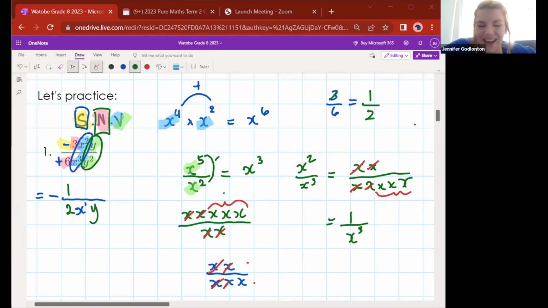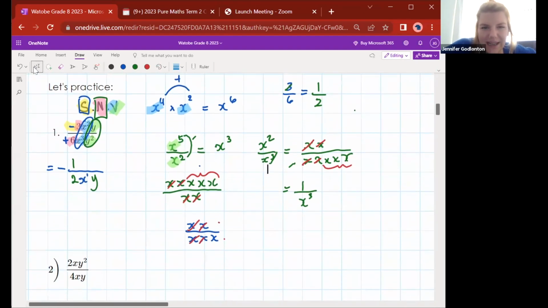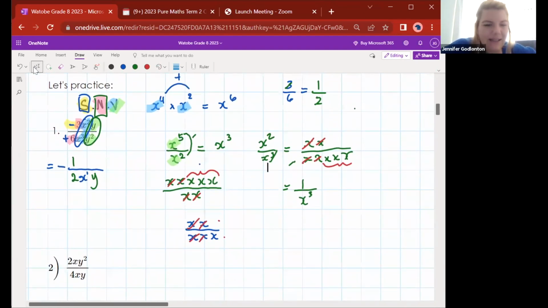Nice job, guys. If you want to take a screenshot of this question, please feel free. I'm going to scroll down a little bit so that you guys can see the next one. Try and think about everything we spoke about in question 1 and apply it to question 2. There are some things that make question 2 a little easier, so hopefully you will enjoy it.